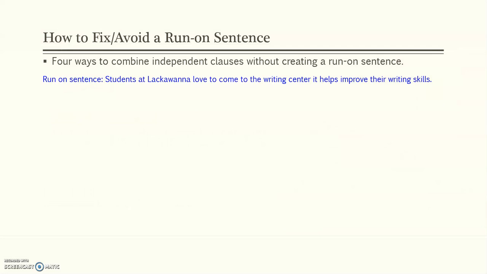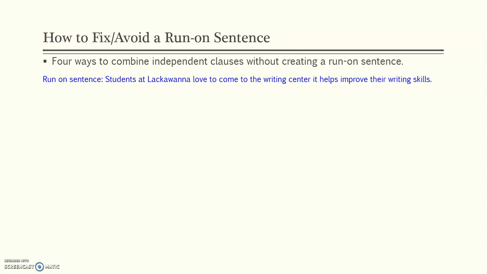So just to review, there are 4 ways to combine independent clauses without creating a run-on sentence. Let's use this example here. Students at Lackawanna love to come to the Writing Center. It helps improve their writing skills. We have 2 independent clauses there without any sort of punctuation or conjunction in between them, so this makes a run-on sentence.